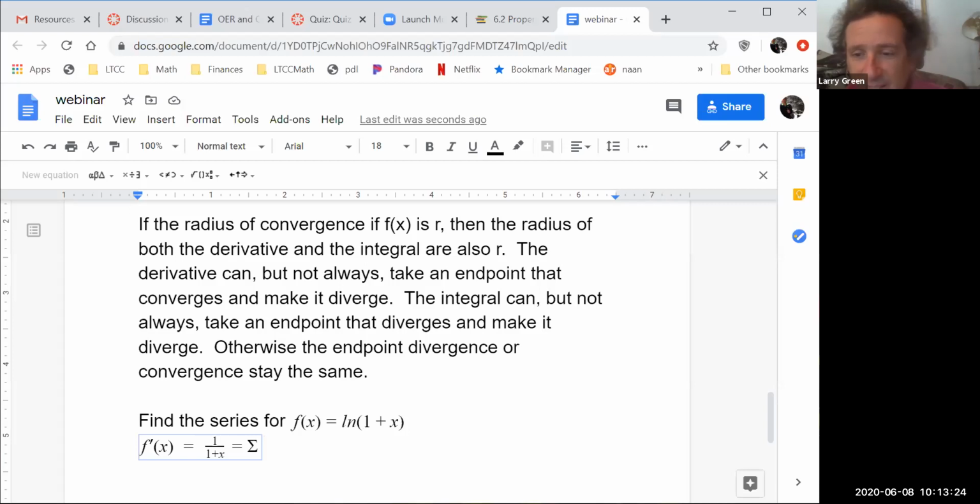It's not hard. It's a geometric series. And in this case, it's 1 over 1 minus negative x. So it's just going to be negative x to the n power. Any questions on that? Which, by the way, is equal to the summation of negative 1 to the n times x to the n.